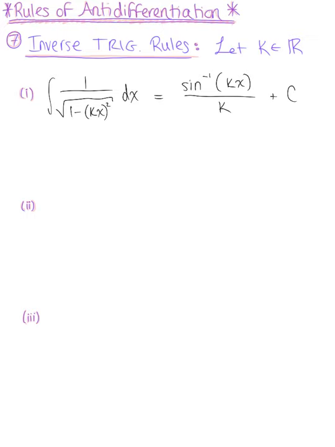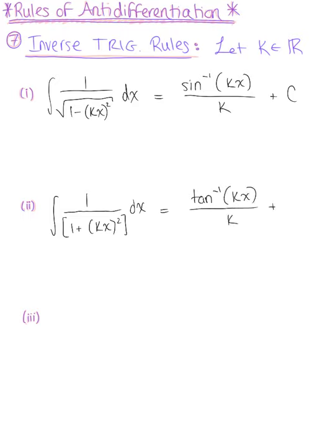The second rule, we have the general antiderivative of 1 by 1 plus kx squared dx. Again, we think to ourselves, which inverse trig function does this look like? And this is inverse tangent. So this is inverse tangent of kx divided by k plus c.